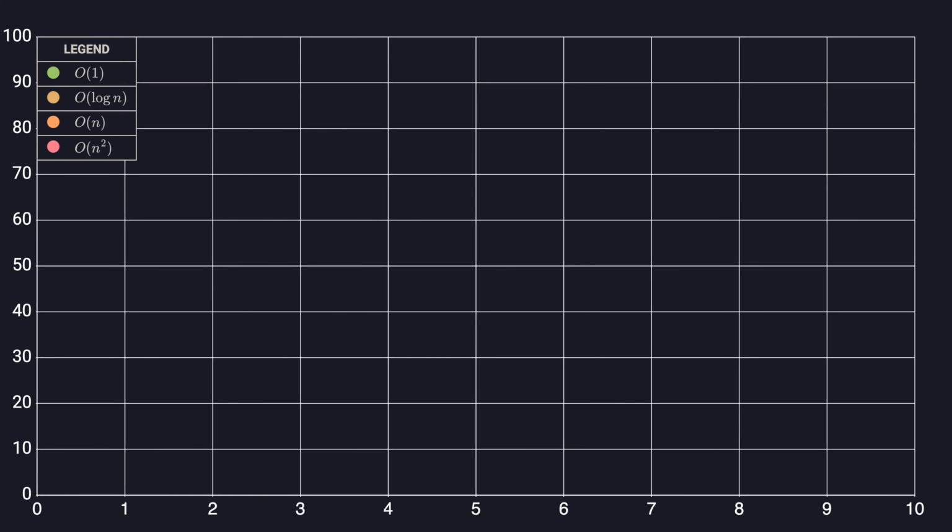One way of understanding big O notation is to plot a graph. We'll have the number of inputs n on the x-axis and the time taken on the y-axis. On this graph, we can plot the various big O notations. The most common ones are O of 1, also known as constant time. This is where the time taken by the algorithm stays the same irrespective of the number of inputs. O of log n, also known as logarithmic scaling, where the time taken by the algorithm scales proportional to the log of the number of inputs.